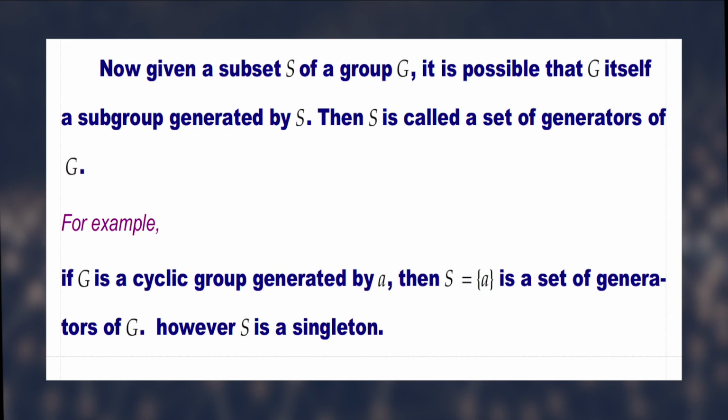Now, given a subset S of a group G, it is possible that G itself is the subgroup generated by S. Then, S is called a set of generators of G. For example, if G is a cyclic group generated by a, then S equal to the singleton set {a} is a set of generators of G. Here, however, S is a singleton.